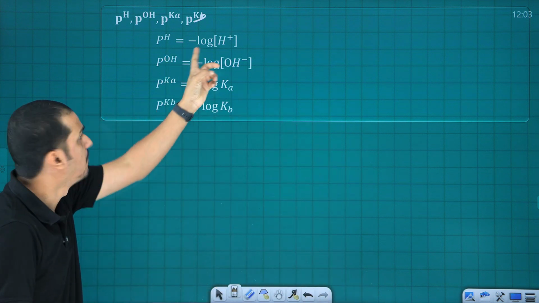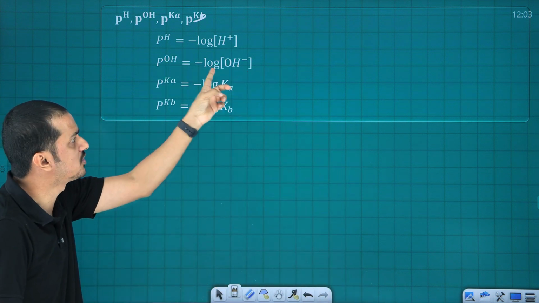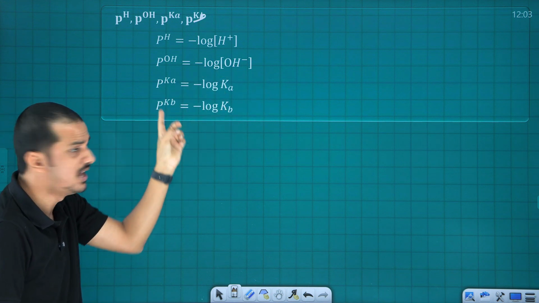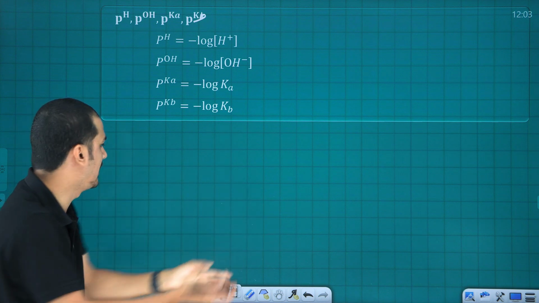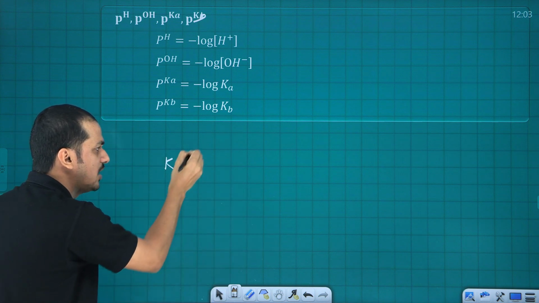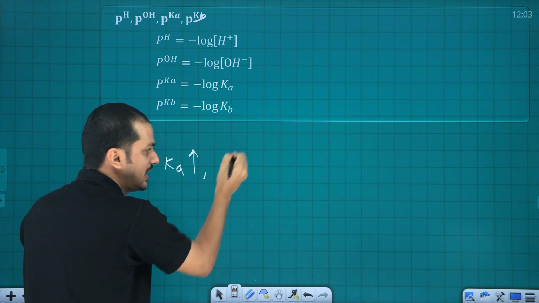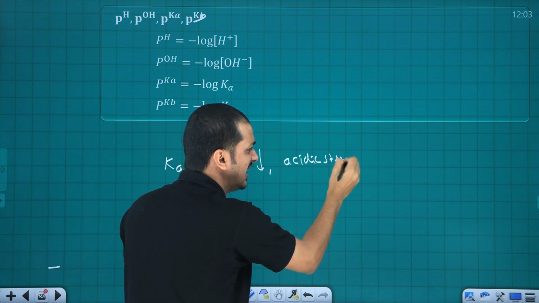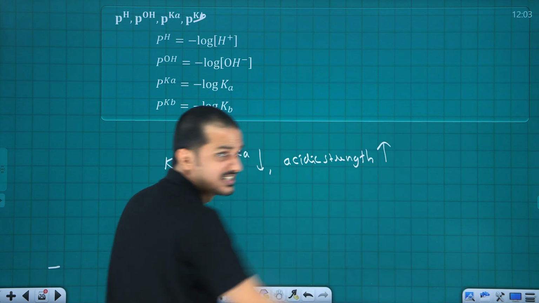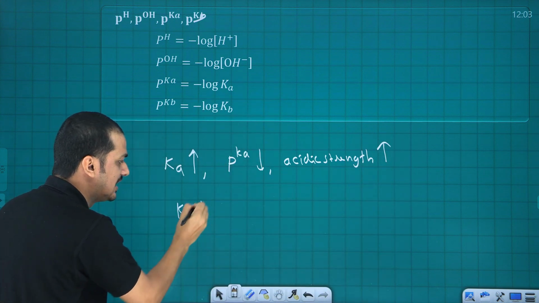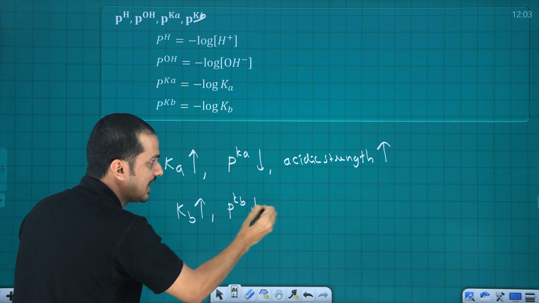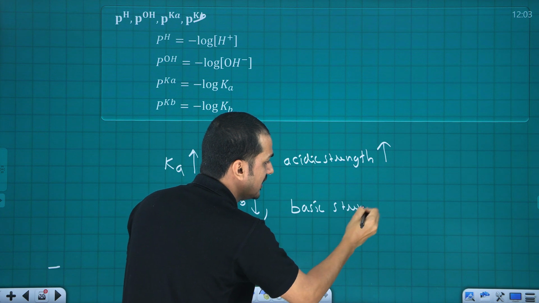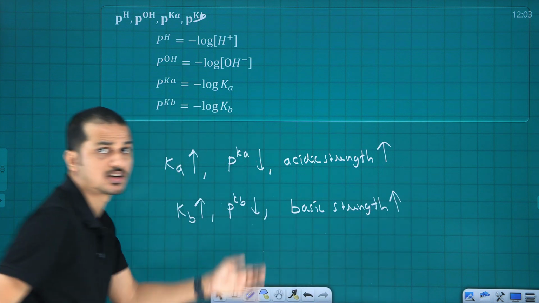So pH equals minus log concentration of H plus, pOH equals minus log concentration of OH minus, pKa equals minus log Ka, that's for weak acid, pKb equals minus log Kb. That's the idea. Whenever the Ka value increases, the pKa value decreases, so at that time acidic strength increases. And whenever the Kb value increases, the pKb value decreases, and basic strength increases. That idea you have to keep in mind. Questions related to this were also repeatedly asked.